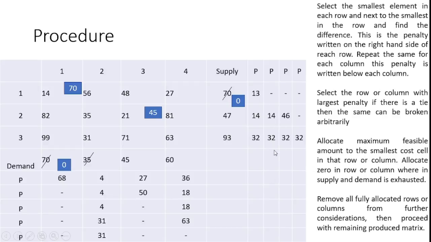Here also I compared all the things. The 50 is the maximum penalty, so in the corresponding column I allocate the feasible amount here. According to 45 and 47 available, the smallest is 45, so I can allocate 45 at the smallest element available in that transportation table, with the largest penalty, 50, available in that column. Likewise, I can allocate the feasible amount here.